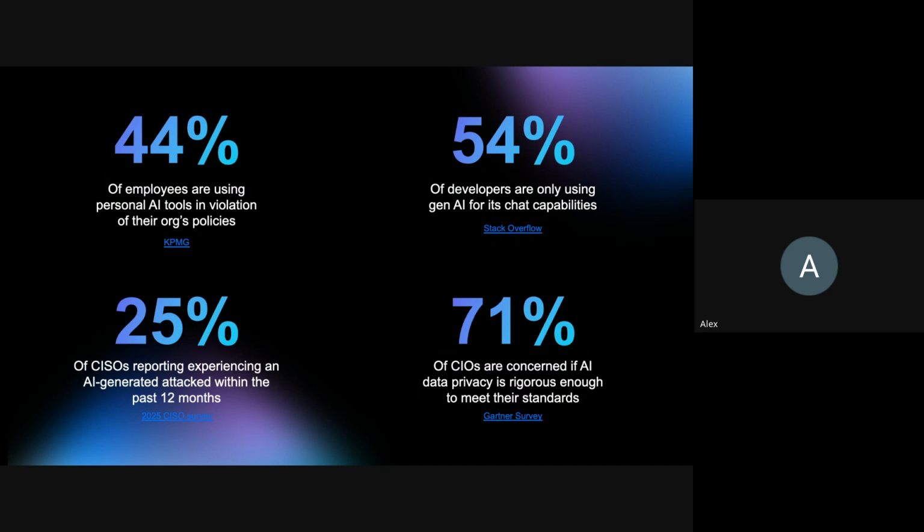Startlingly though, 70+% of CIOs say that they've got major privacy and security concerns about what the providers of models and agentic applications are actually doing, and if they're actually up to snuff from a data protection standpoint. It's, again, probably not surprising.